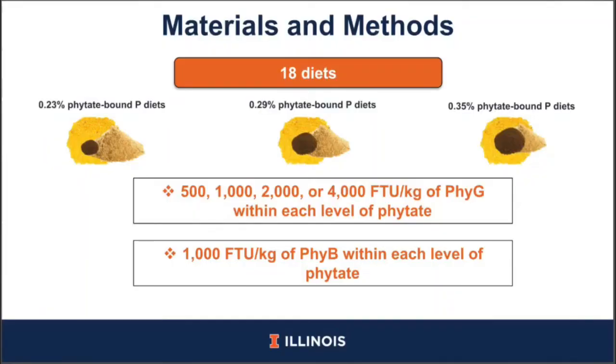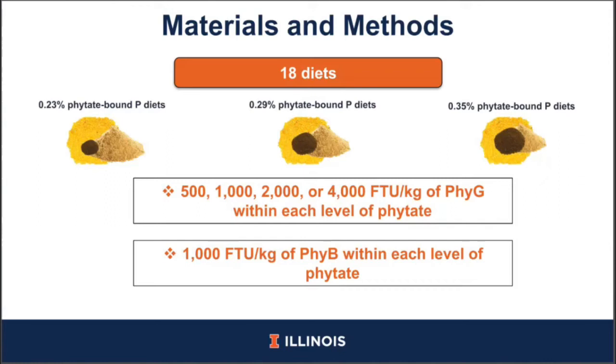For this experiment, a total of 18 diets were prepared. 3 diets based on corn, soybean meal, and canola meal were formulated. The first basal diet was formulated to contain 0.23% phytate-bound phosphorus, whereas the second and third basal diets were formulated to contain 0.29 and 0.35% phytate-bound phosphorus respectively by increasing the concentration of canola meal at the expense of soybean meal and cornstarch. 12 additional diets were formulated by adding 500, 1,000, 2,000, or 4,000 phytase units of a novel consensus bacterial 6 phytase variant or PhyG to the 3 basal diets.